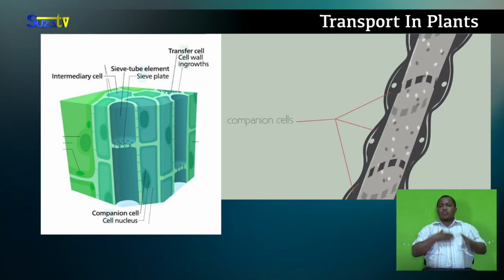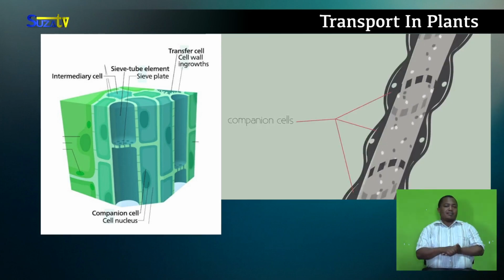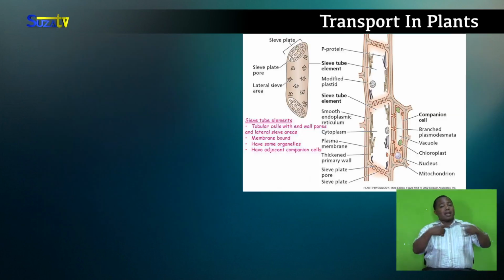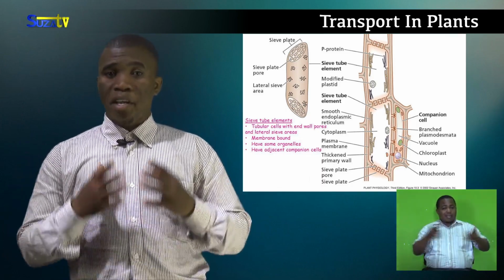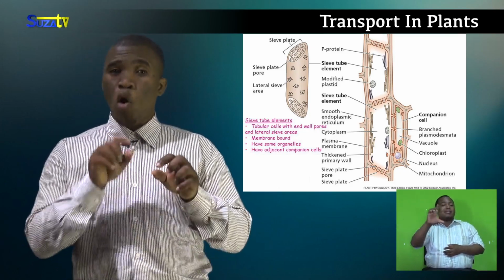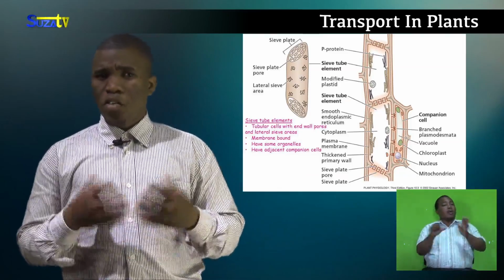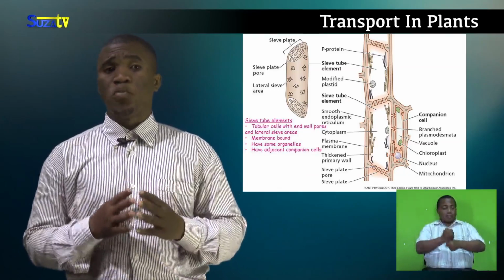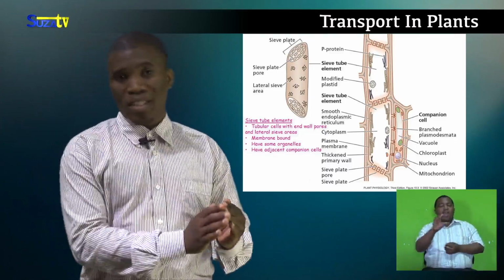My dears, each sieve tube element has a companion cell. They are separated by parenchyma cells with pores called plasmodesmata. My dears, can you say the purpose of putting plasmodesmata in between sieve tube elements and companion cells?